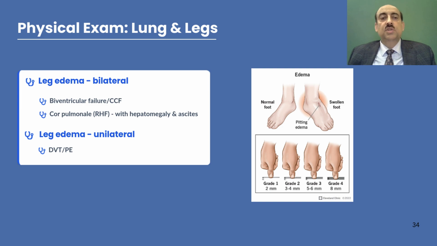Also, the association of leg edema with dyspnea. If it's bilateral leg edema, most probable causes would be heart failure, congestive cardiac failure, especially biventricular failure. Cor pulmonale or right heart failure can also lead to lower limb edema, and also there will be signs of hepatomegaly, ascites, and liver congestion in addition to the leg edema.